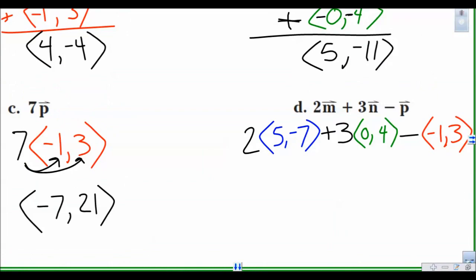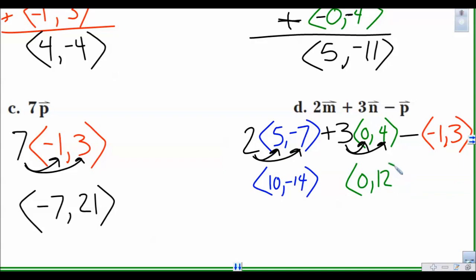Okay, so now what they want us to do with these is modify each one. With vector m, they just want us to double each one of those. Let's go ahead and do that. Now we have 10 and -14. Moving on to vector n, they just want us to triple each one of those values. Simple, simple, simple. So now we have 0 and 12.